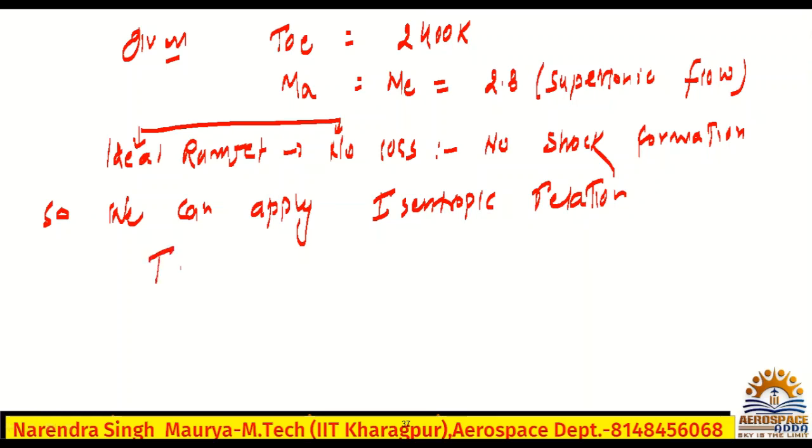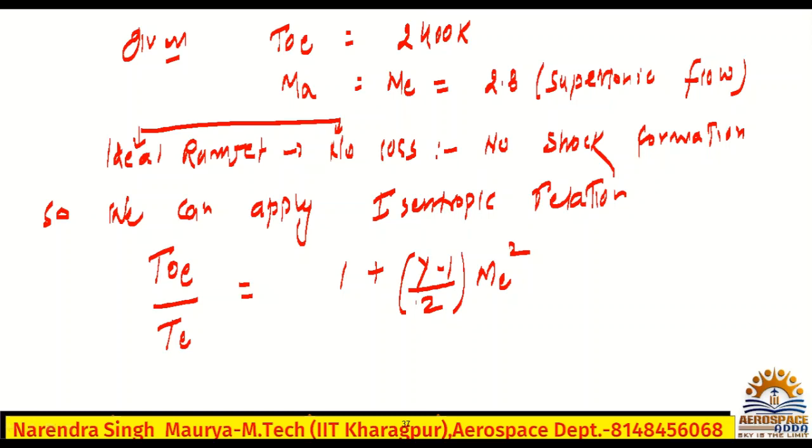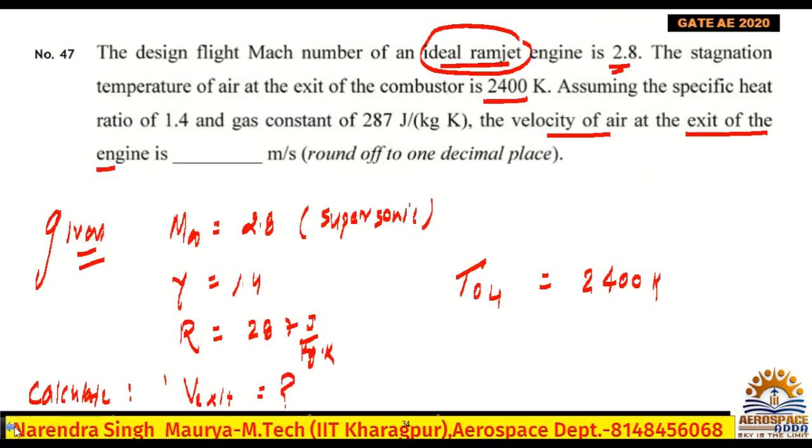The isentropic relation is very clear. T naught E divided by T, total temperature divided by static temperature, is equal to 1 plus gamma minus 1 by 2 ME square. What is ME? Exit Mach number. All right. Now, T naught E they have given to you, 2400. ME they have given to you. You can calculate TE. Yes or no? And gamma is also given, 1.4. All the data they have given to you.